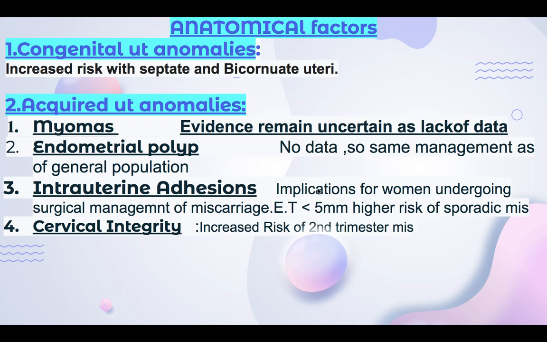Intrauterine adhesions have implications for women undergoing surgical management of miscarriage. And endometrial thickness less than 5 mm, higher is the risk of sporadic miscarriage, right? You have to remember this figure, that with endometrial thickness less than 5 mm the risk of sporadic miscarriage can be high, because definitely we need a certain thickness of endometrium for proper implantation and progression of the pregnancy. Now, the cervical integrity. You all know that cervical incompetence predisposes to second trimester miscarriage, right? It is not recurrent miscarriage.